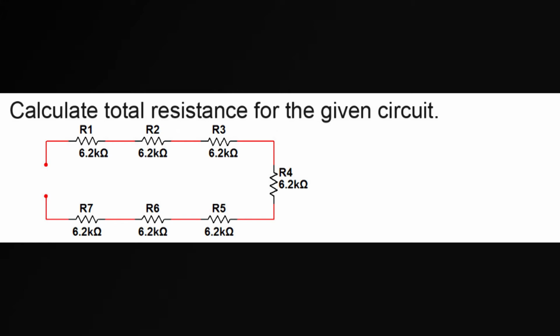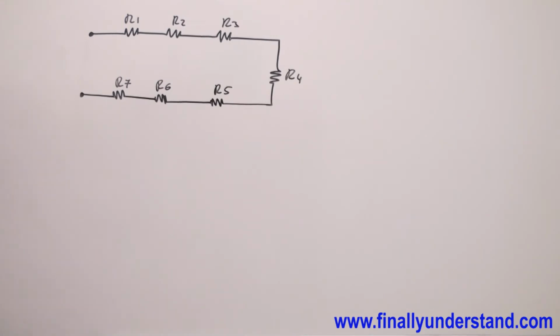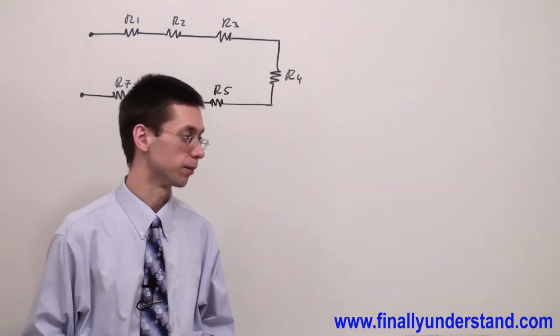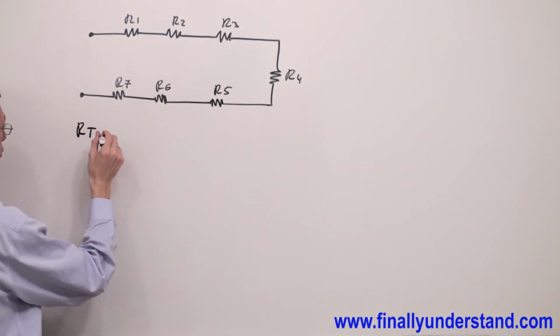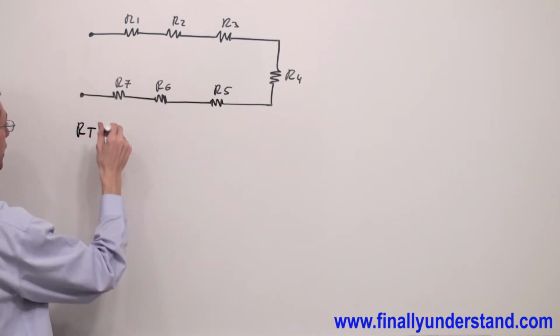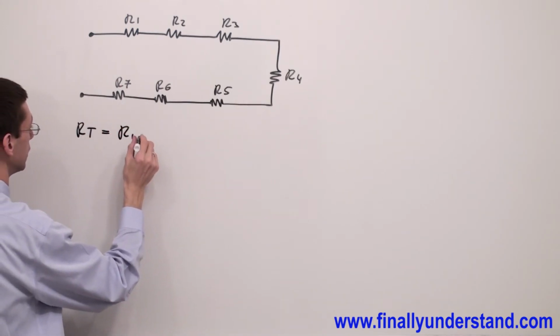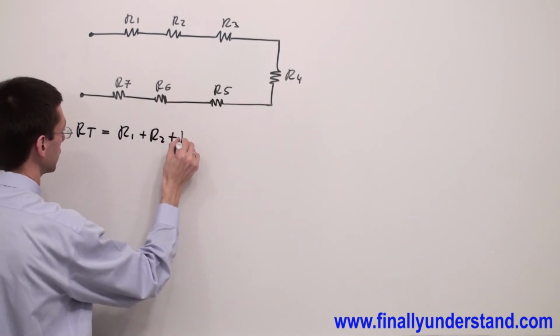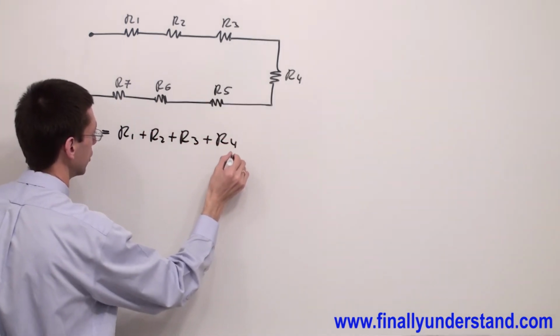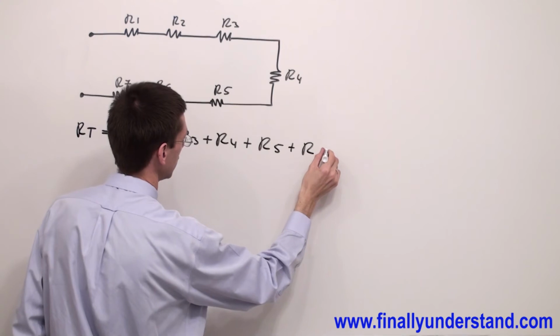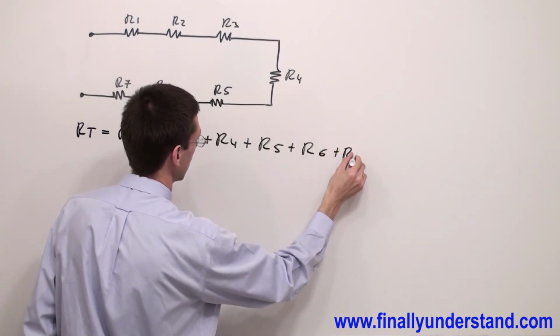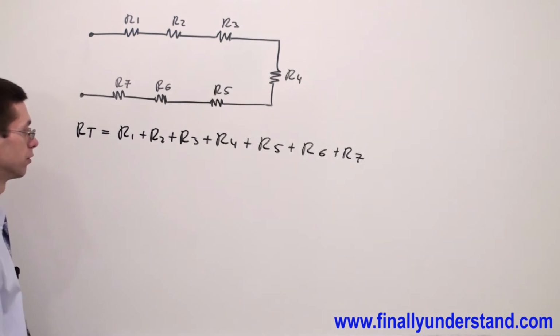This time we're supposed to calculate the total resistance of 7 6.2 kilo ohm resistors in series. Let me remind you one more time. The formula for total resistance of resistors in a series circuit says, in this case, R total is equal to R1 plus R2 plus R3 plus R4 plus R5 plus R6 plus R7. This is the formula for total resistance in this circuit.